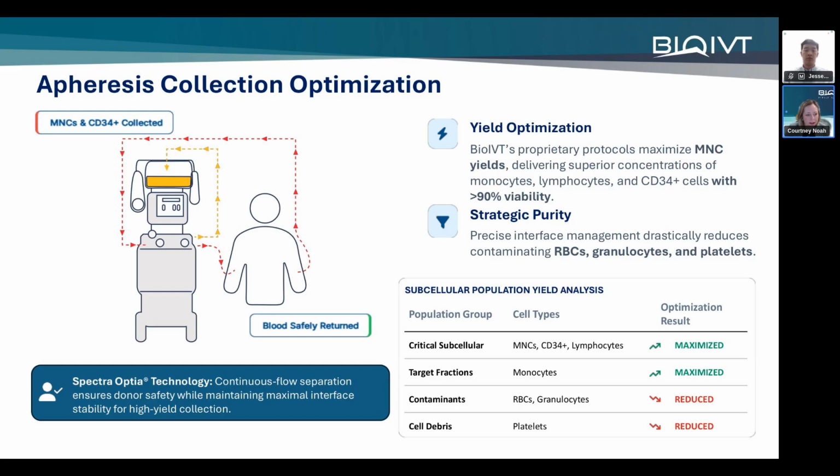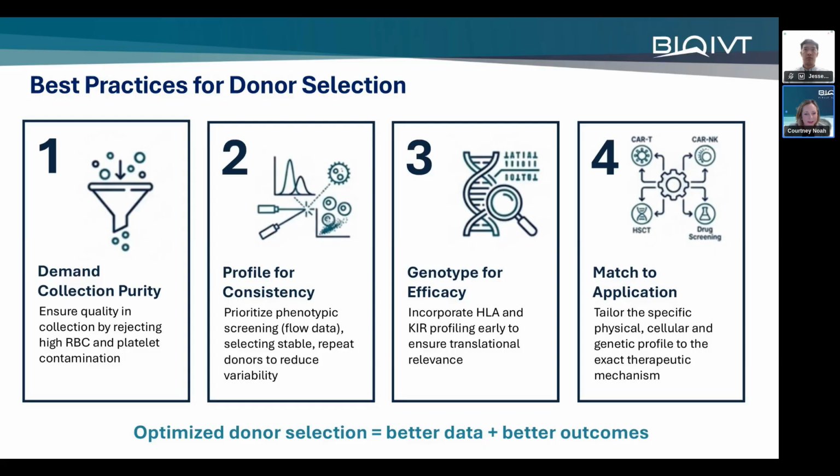So with that, I'm going to close on my final slide, and hopefully you take away these key points. As I was just speaking to, make sure you're demanding that collection quality. Ensuring that you're starting with clean, highly viable leukopaks is critical. Also, from the donor side, profile for consistency. As you look at repeat, well-characterized donors, that's where you're going to eliminate that as a variable.